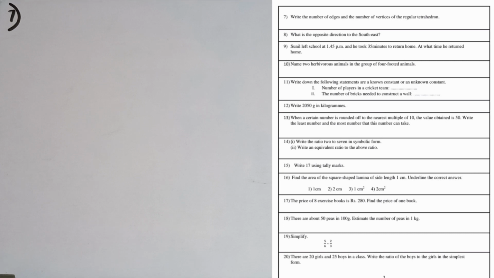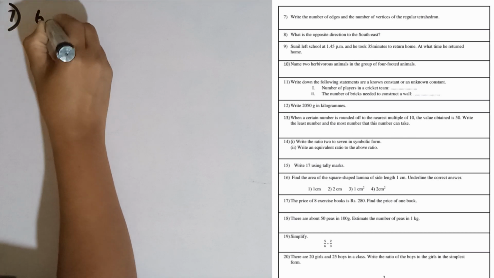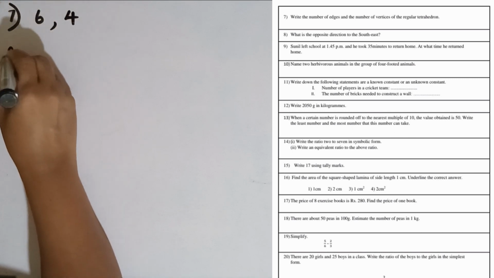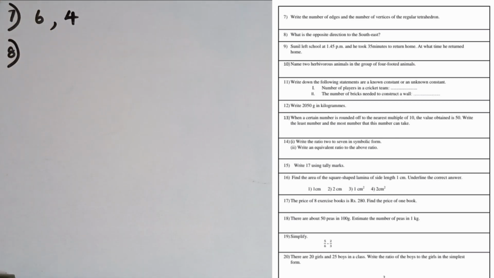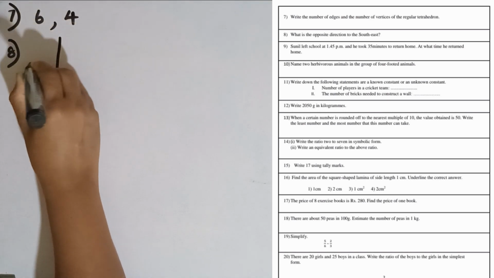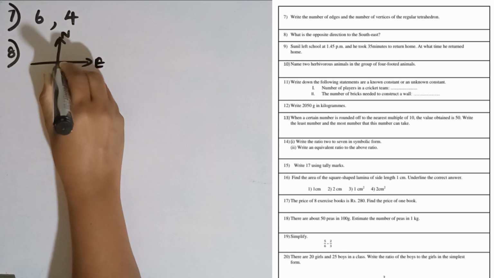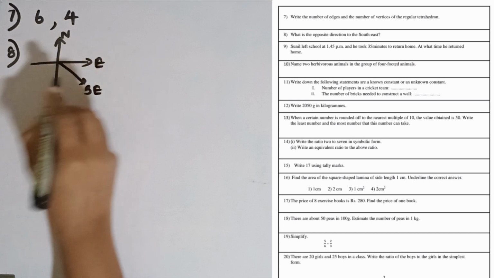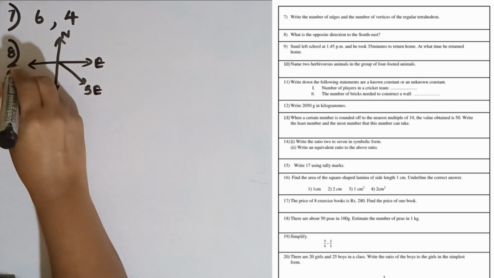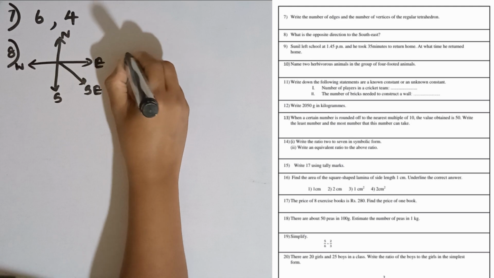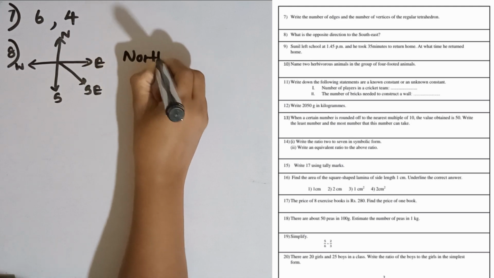Question number 7. Write the number of edges and the number of vertices in a regular tetrahedron. The number of edges in a regular tetrahedron is 6. The number of vertices is 4. Question number 8. What is the opposite direction to the southeast? If you mark the directions, north, then south, east. Here, southeast. Then the opposite of southeast is west, northwest. So the direction is northwest.